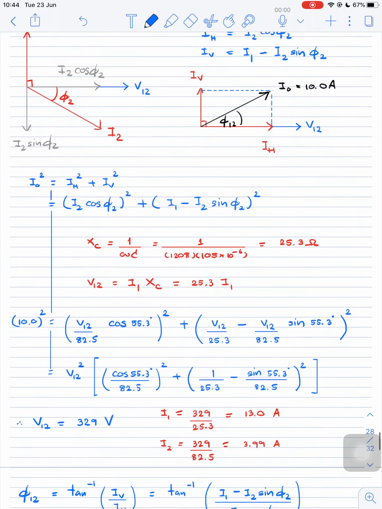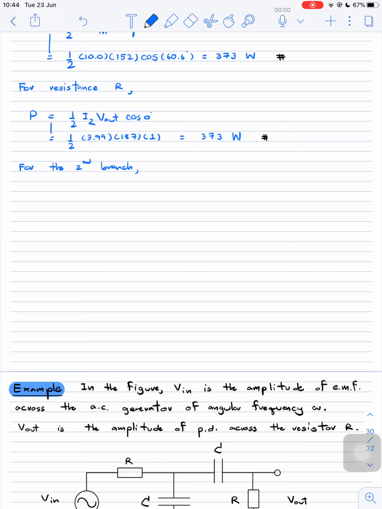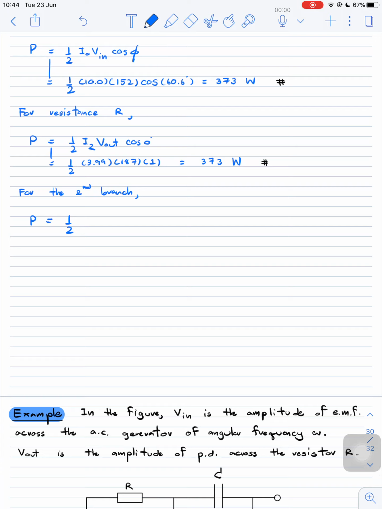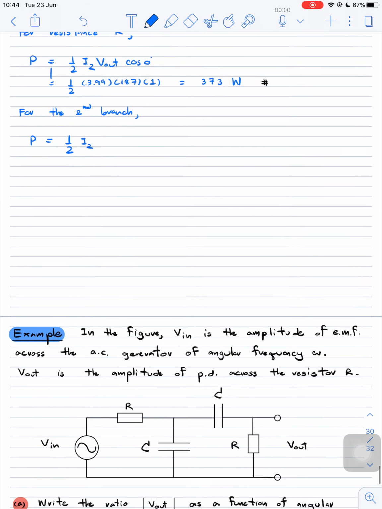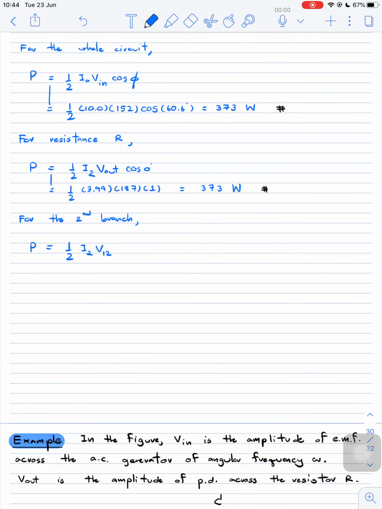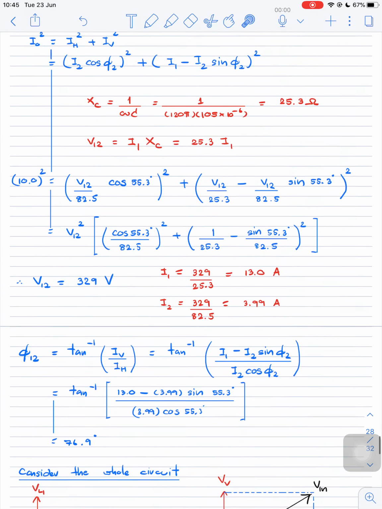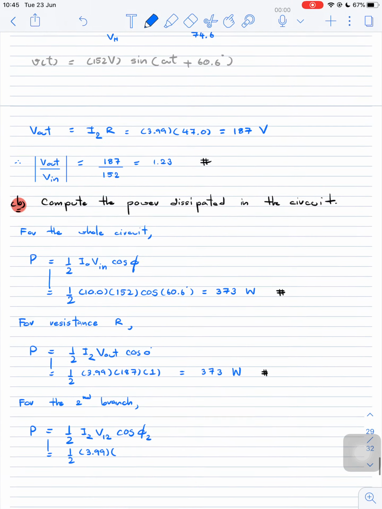So we have P equal to 1/2, times the current through this second branch, I2, times the potential difference across the second branch, V12, and the phase is phi2 here. So P equals 1/2 times I2 times V12 times the cosine of phi2. Let's just put in the numbers. The I2 is just 3.99 amperes. How about the V12? Let's check. V12 is 329 volts.